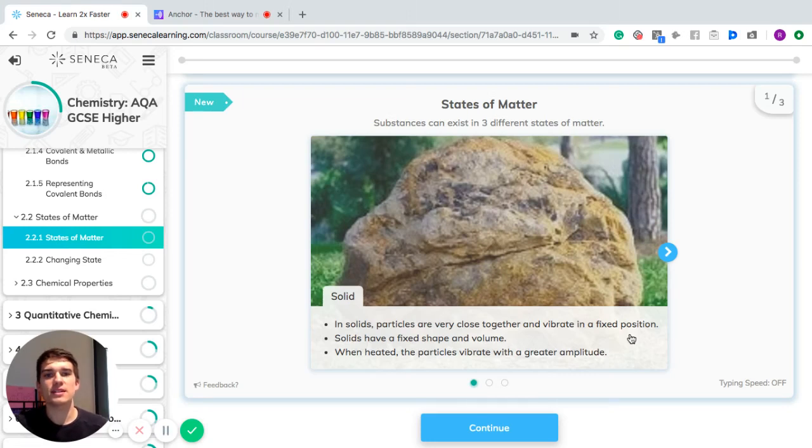Substances can exist in three different states of matter. Let's have a look at each one. So one state of matter is solid, and in solids, particles are very close together and they vibrate in a fixed position. Solids have a fixed shape and volume, and when they're heated, the particles vibrate with greater amplitude.